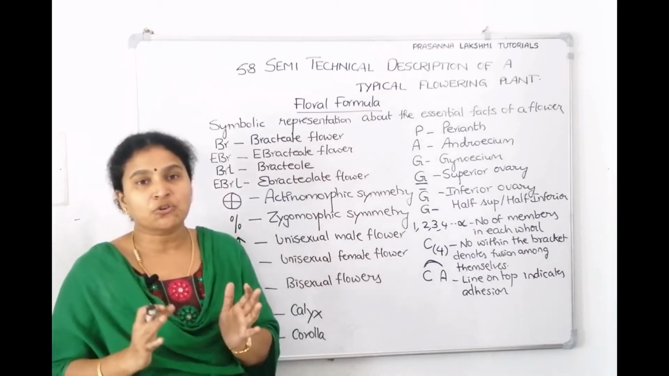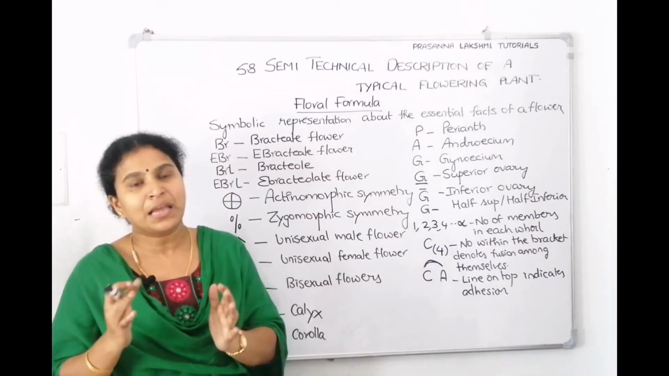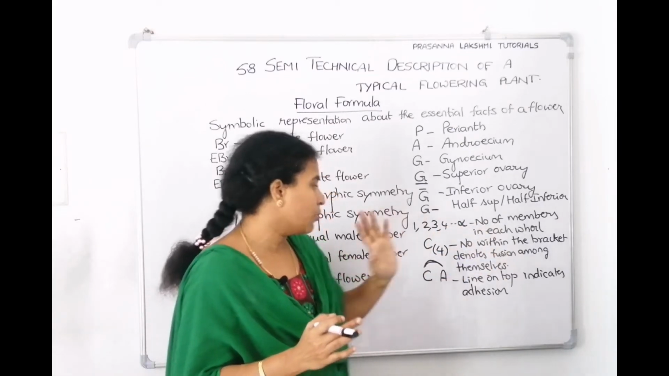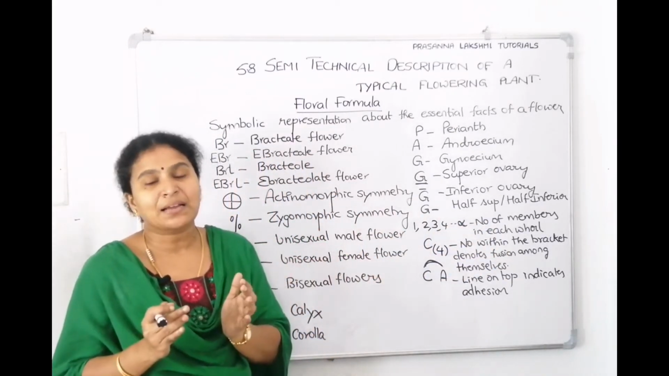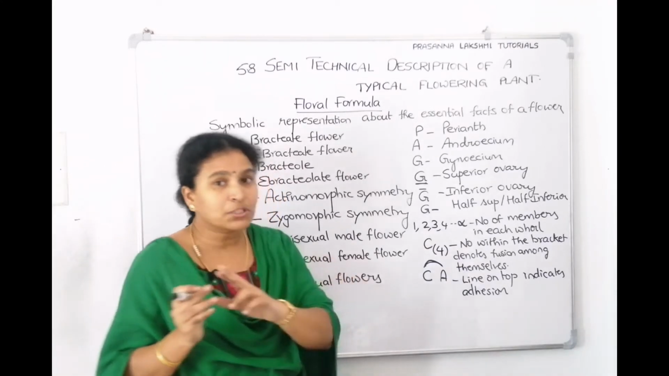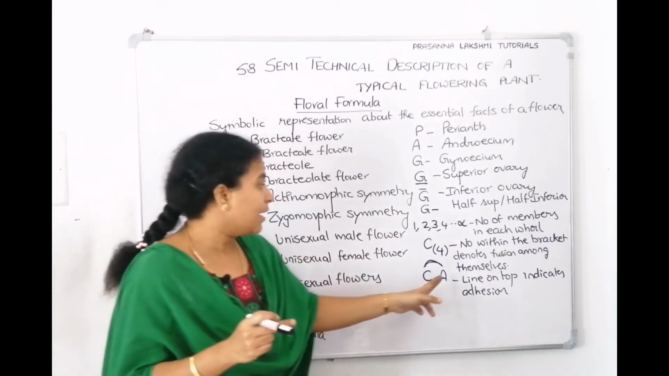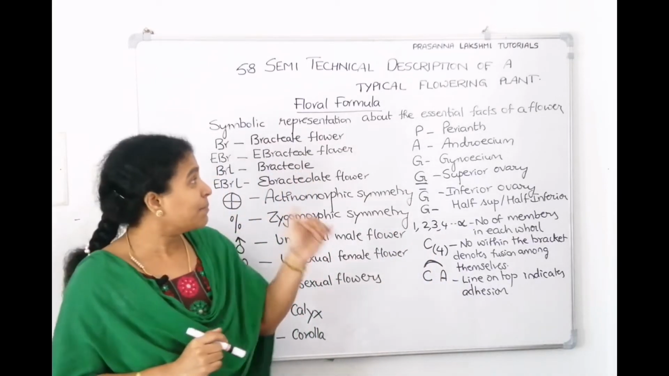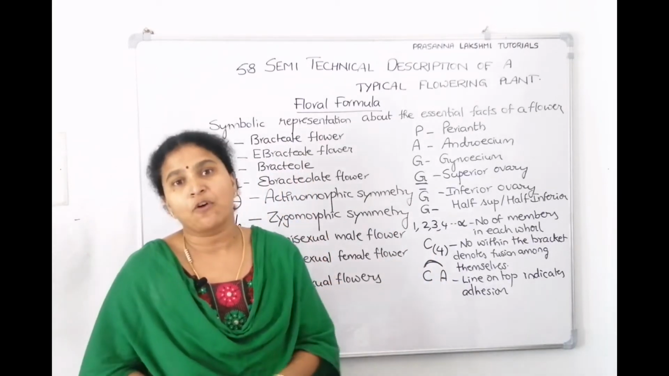Number of members in each whorl: K how many, C how many, A how many, G how many. We write the numbers for the members in each whorl. If you keep that number in bracket, it indicates fused condition, fusion among themselves. If it is fusing with the members of the other whorl, then we use a line on the top. So all these are the symbols we use in a floral formula.